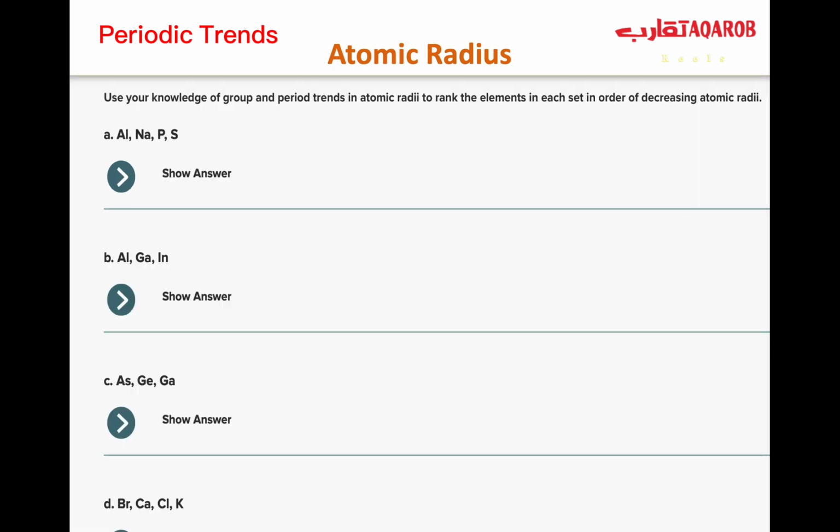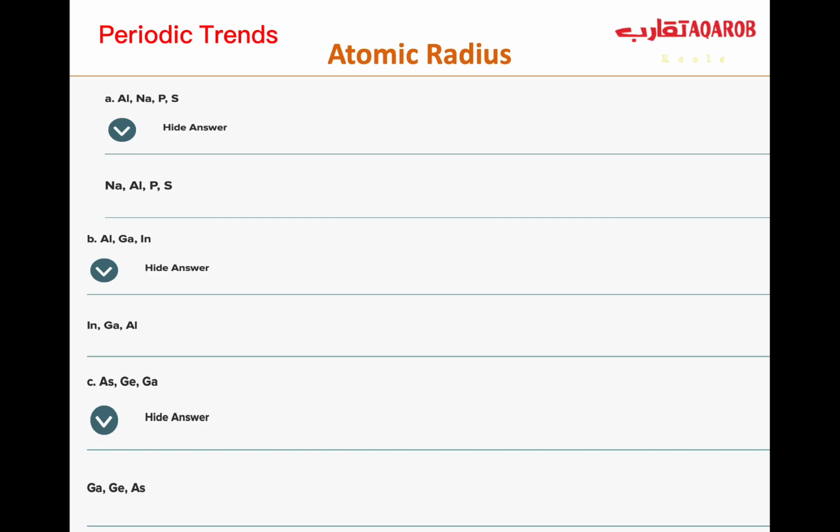Okay, now we have another question. Please solve them. Use your knowledge of group and periodic trends in atomic radii to rank the elements in each set in order of decreasing atomic radii. So here you have to arrange these elements according to decreasing atomic radii. Use the periodic table to solve them. Okay, and these are the answers.